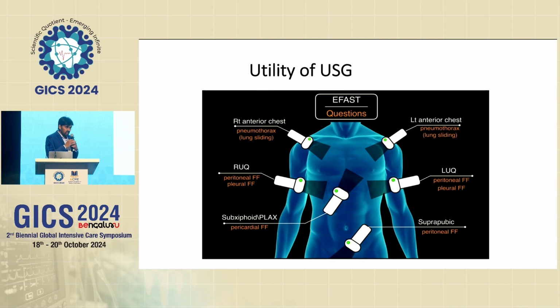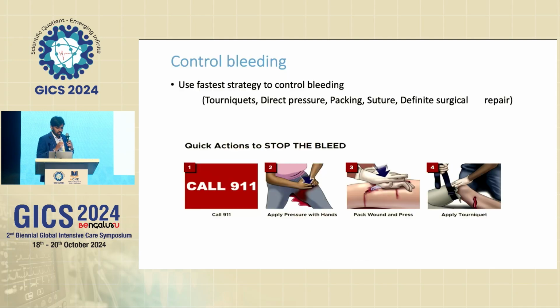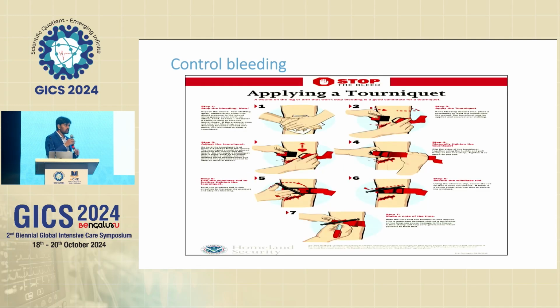So reassessing with a FAST increases the sensitivity, and when you can't identify the source of bleed in a probably stable patient, go for other tests, probably a contrast-enhanced CT, and in an unstable patient, go for damage control surgery or take the patient to the cath lab. So next, control the bleeding. You have to control the bleeding with pressure, tourniquet, surgery, suturing, do whatever it takes, but control the bleeding. Without controlling the bleeding, you cannot maintain perfusion.